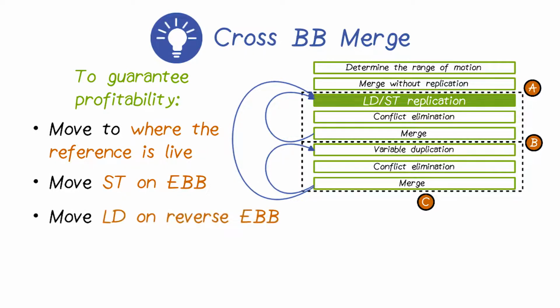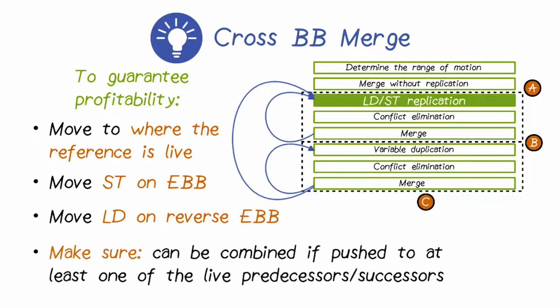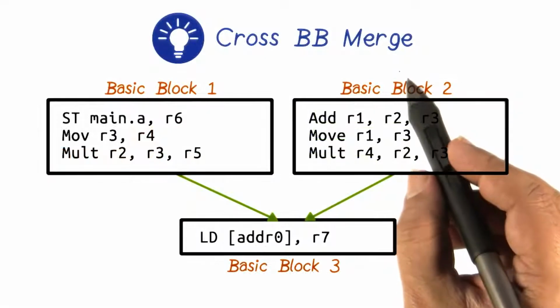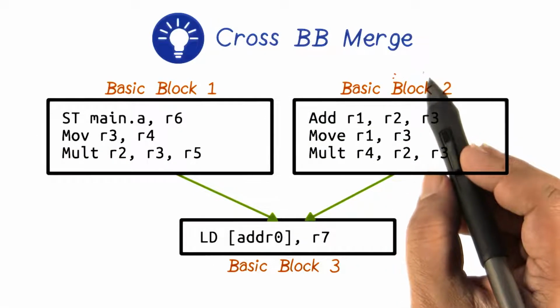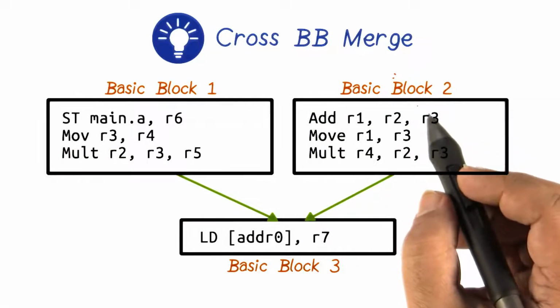We move the loads on reverse extended basic blocks. Again, we'll look at the examples there. The condition that is important to be observed while moving or replicating these load stores is that if we move them onto the other basic blocks, one should be able to combine them with something else. Otherwise, it's not profitable. Now let us look at the cross basic block move through a simple example.